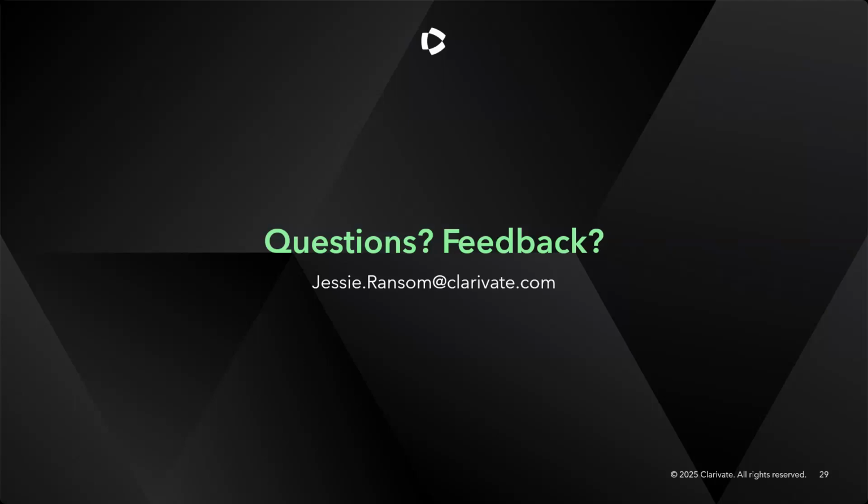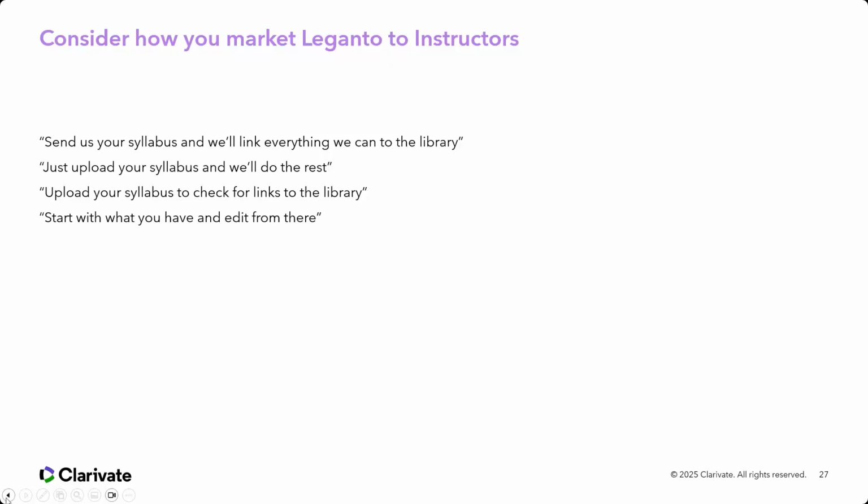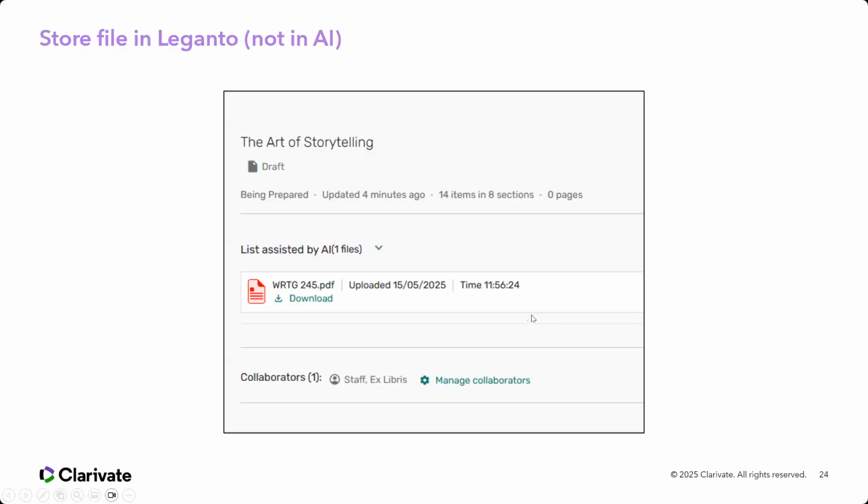So then there's a question. You mentioned that the syllabus file is stored in Leganto. Can we see it? This would be helpful to compare and confirm if the faculty eventually do the syllabus assistant themselves. Yes, you will be able to see it. Let me actually back up to this screen here. So it's going to be stored and visible in Leganto. So it'll have this list assisted by AI indication as well as the file. And you'll be able to download the file and look at the file.